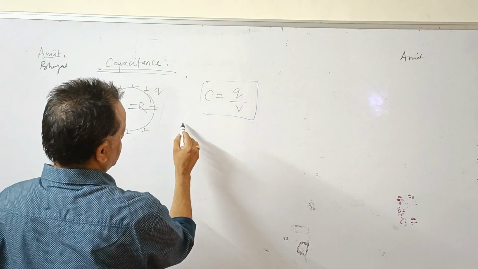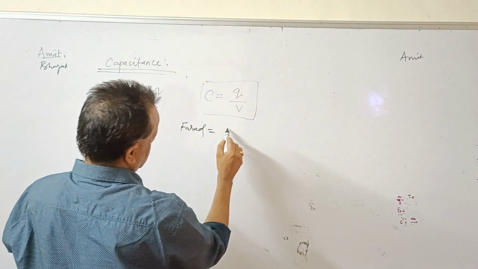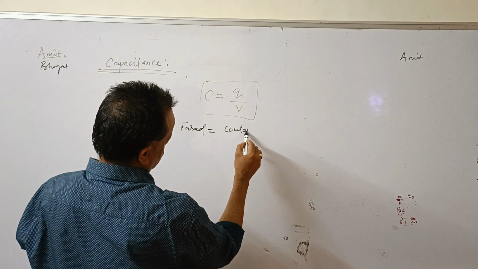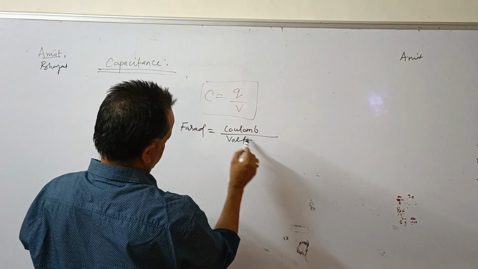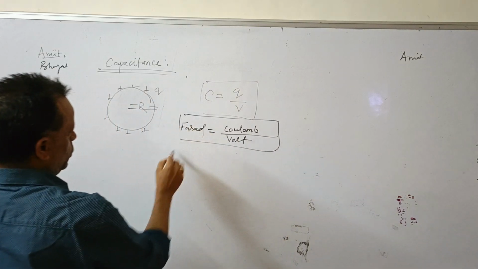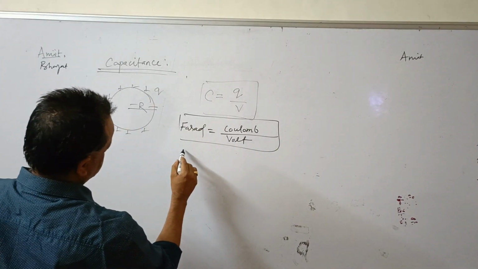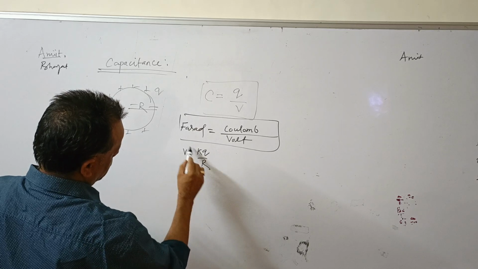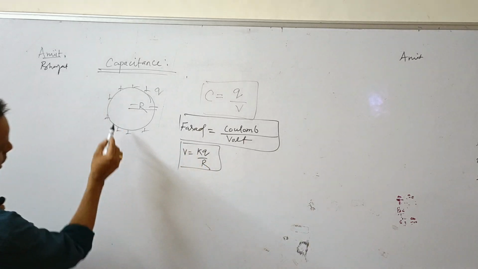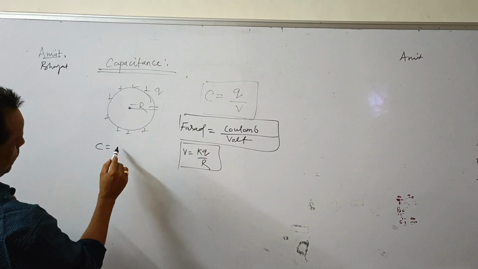And the unit of capacitance is what? Farad. And charge is what? Coulomb. And potential is measured in volt. So when we place a charge on the sphere, we know that the potential of this sphere will be equal to kq upon R, and the capacitance of this charged sphere will be equal to what?